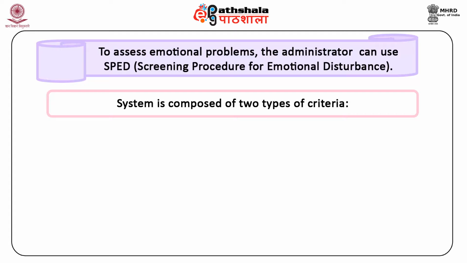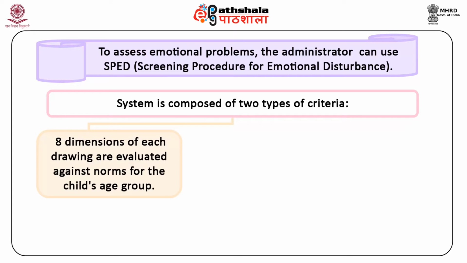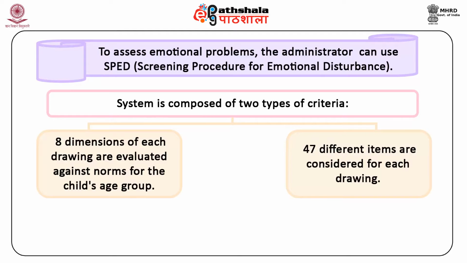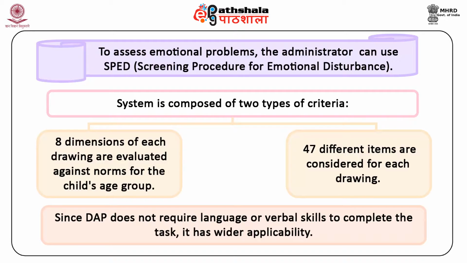For the first type, 8 dimensions of each drawing are evaluated against norms for the child's age group. For the second type, 47 different items are considered for each drawing. Since the DAP does not require language or verbal skills to complete the task, it has wider applicability. However, test results can be influenced by previous drawing experience.